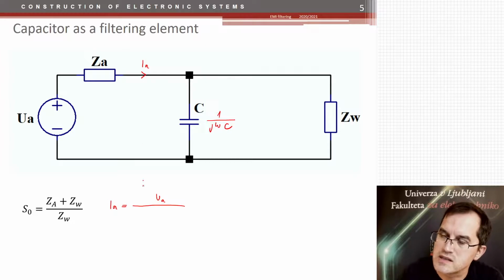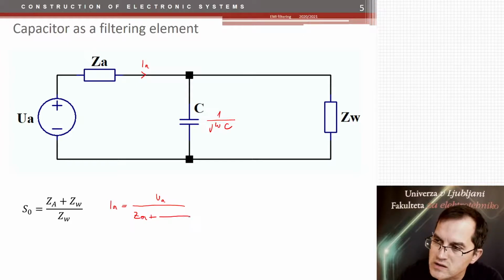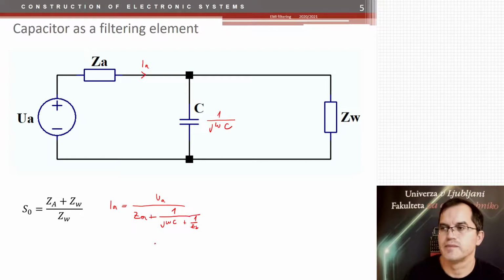The first one is the ZA, and the other one is the parallel connection between the capacitor and the ZW. A parallel connection means that you actually have to sum up the admittances. So it's 1 over the sum of the admittances. The sum of the admittances is j omega C plus 1 over ZB. That would be the current.